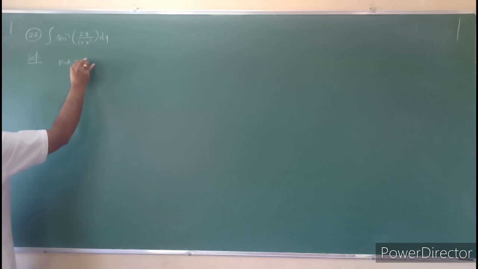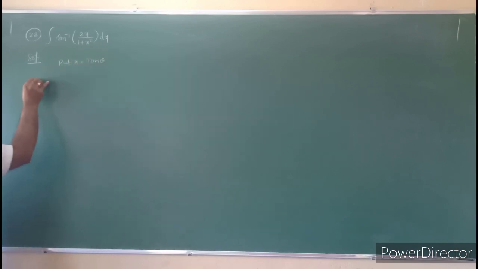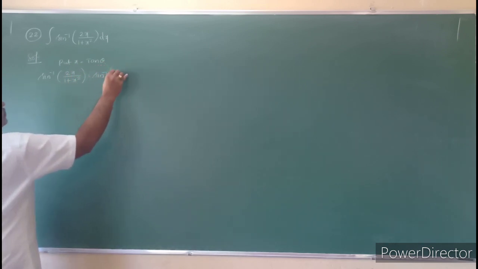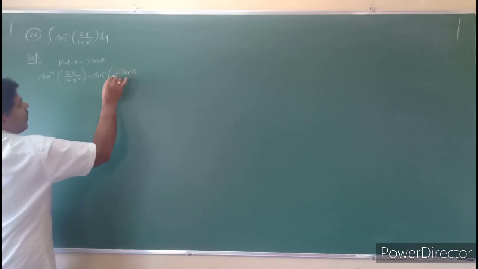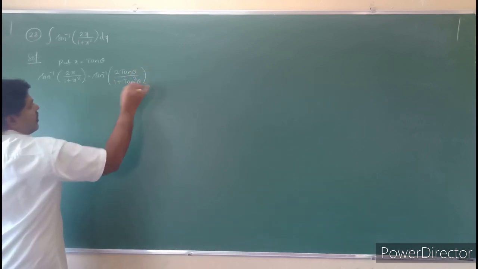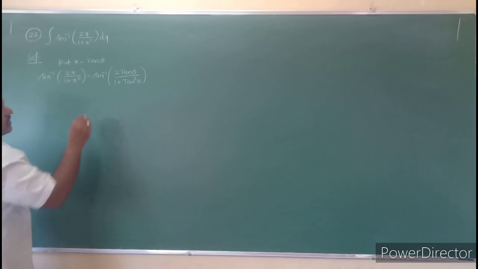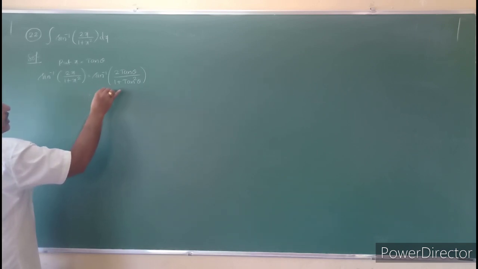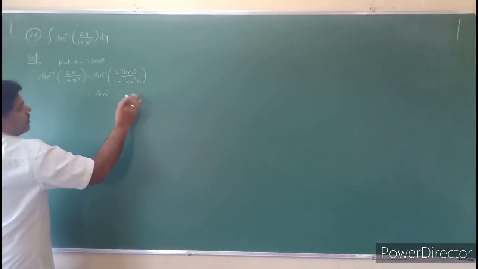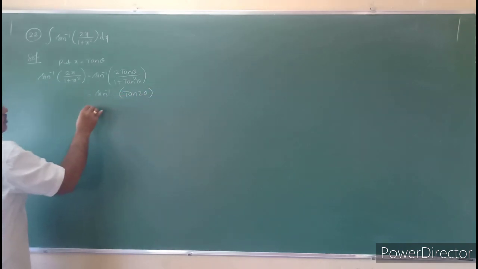Put x is equal to tan theta. Then sin inverse of 2x by 1 plus x square is equal to sin inverse of 2 tan theta by 1 plus tan square theta. 2 tan theta by 1 plus tan square theta is nothing but, what is that?